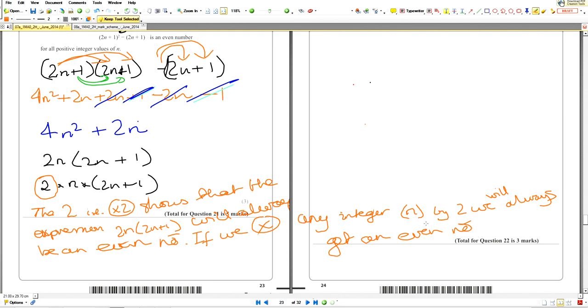If you multiply any integer n by 2, we will always get an even number. Any odd number times 2 is always even, and an even times 2 is always even. So the times by 2 is the fact that will generate even numbers.